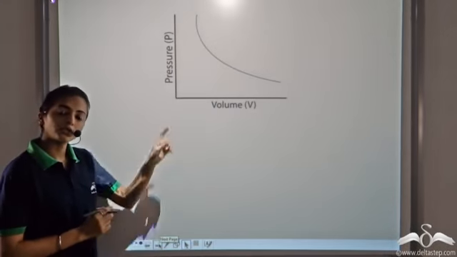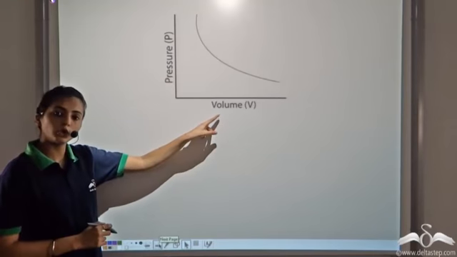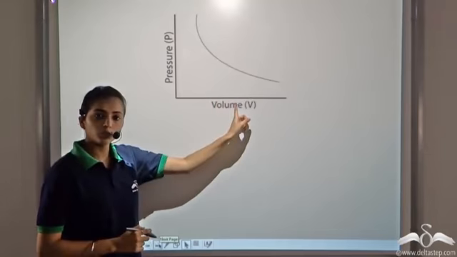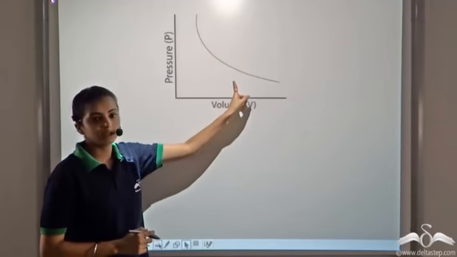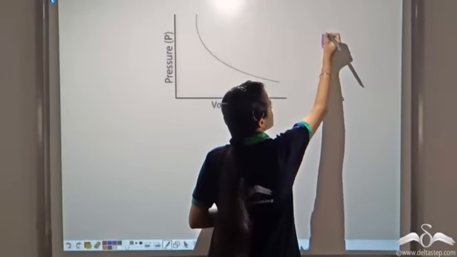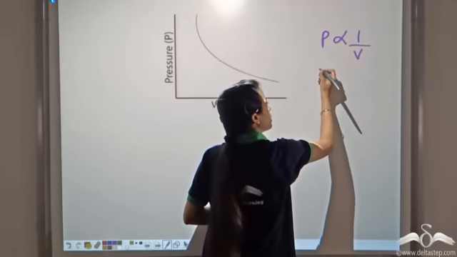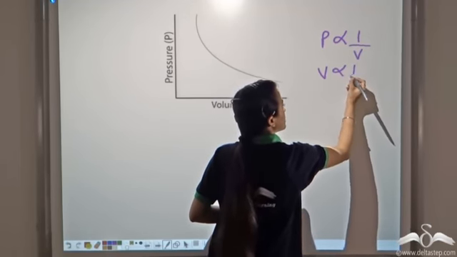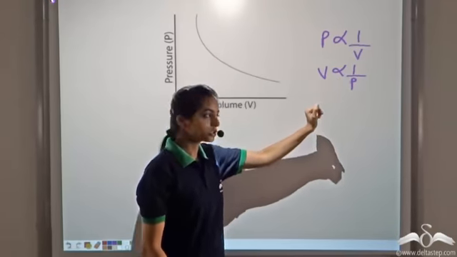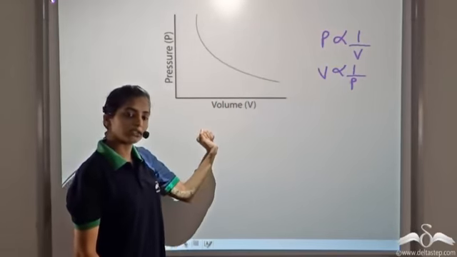From this, we can also plot the values. If we draw a graph between the pressure and volume of a gas, we get a curve, which shows that as volume increases, the pressure decreases. We know that according to Boyle's law, pressure is inversely related to volume. Or we can also say that volume is inversely related to pressure. So as the volume increases, the pressure decreases.